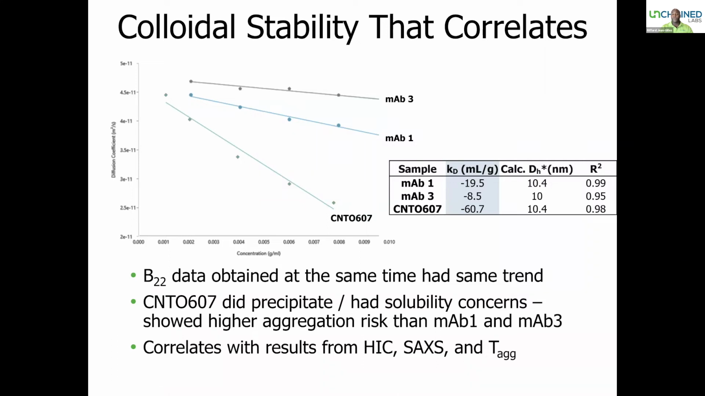And the B22 data, not shown here, had the exact same trend, and those give you very unique insight into both the protein-protein interaction for the B22 and the protein-solvent interaction for the KD, allowing you to make very intelligent decisions when it comes to selecting the right mutation or the right clone for your proteins as you select them.